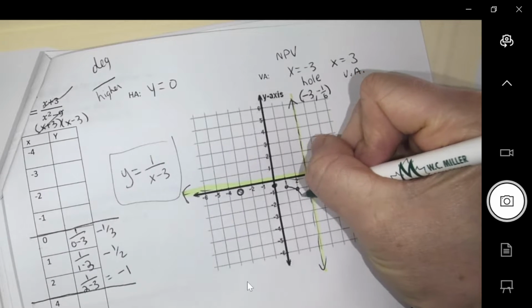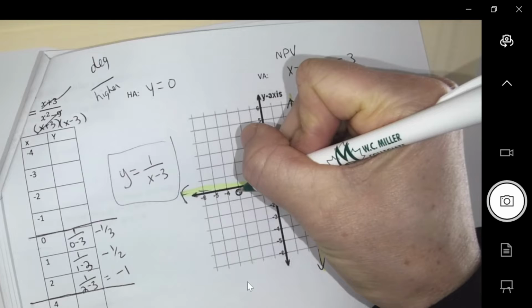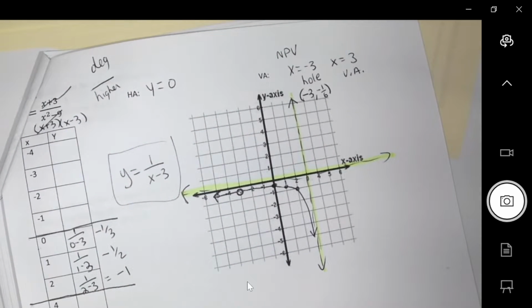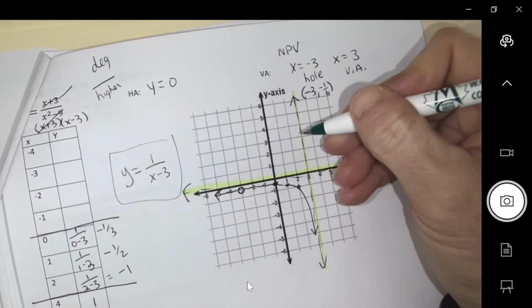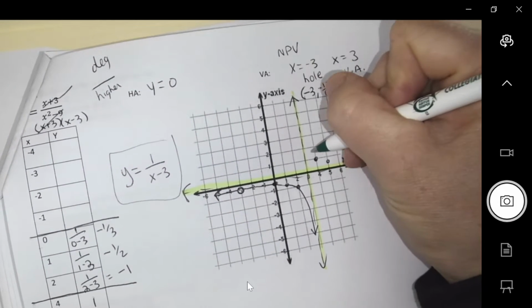Okay, make your shape. And on your test, you do have to make that go through your hole. So sometimes you might have to extend it to make sure you're going through a hole. Okay, at 4 you're at 1, and at 5 you're at a 1/2.